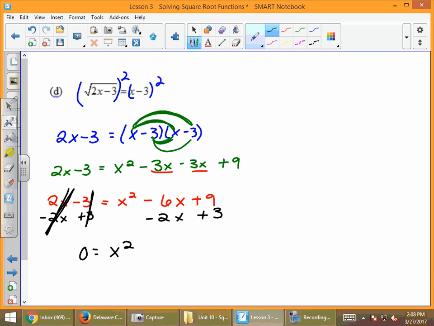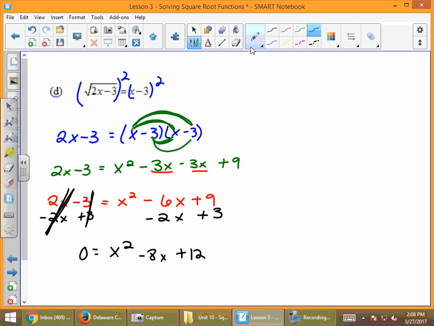When we combine negative 6x and negative 2, what does that give us? Negative 8x. And then 9 plus 3 is 12. So now we're going to factor. We have 3 terms. What method of factoring do we use?